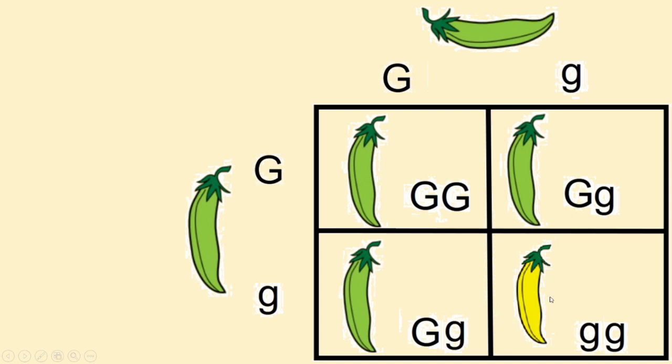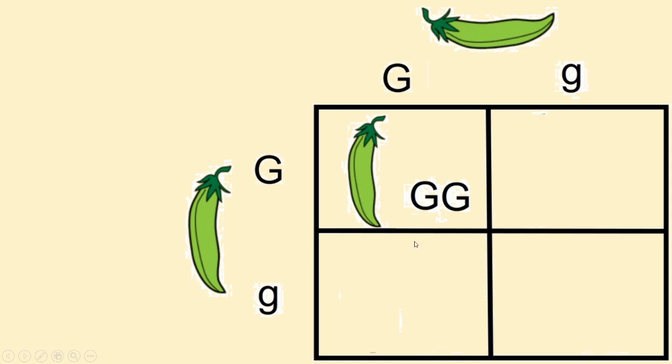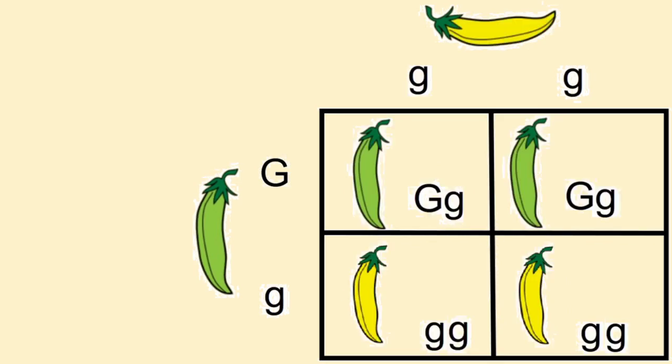So we've got a 1 in 4 chance of having this little yellow pea appear. So 1 in 4 is the same as 25%, is the same as 0.25 as a decimal. The chance of having a green pea is 75%, or 3/4. Just quickly going back to this one, that's obviously 50-50. 50%, half the chance, 0.5.